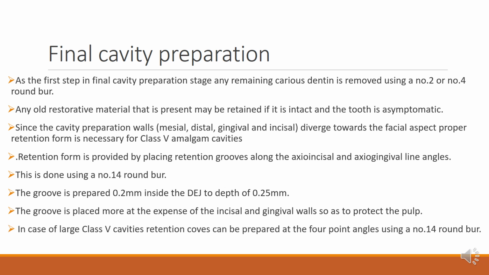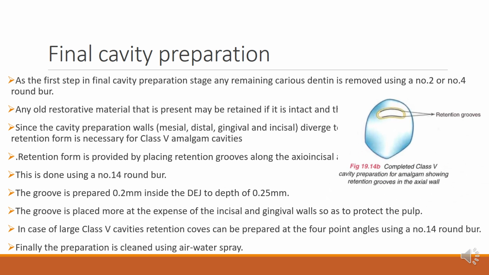In case of large class 5 cavities, retention curves can be prepared at the 4 point angles using a number 14 round bur. Finally, the preparation is cleaned using an air water spray. Here is a diagram of a completed class 5 cavity preparation for amalgam showing retention grooves in the axial wall.